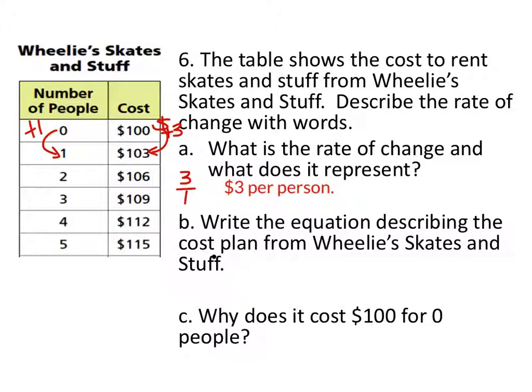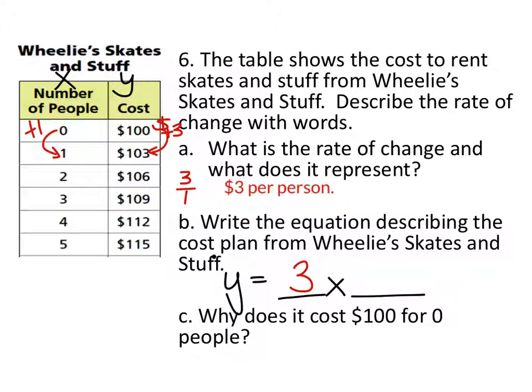Part B then, write the equation describing the cost plan for Wheelie's Skates and Stuff. So again, the table is nice because it sets up as x, y values. So we know that y is the cost, which will depend on the x, which is the number of people. So we've got the slope times the x, or the rate of change times x, plus the starting value, or the y-intercept. And we know the slope already is $3 per person. But what's the starting cost for this one?